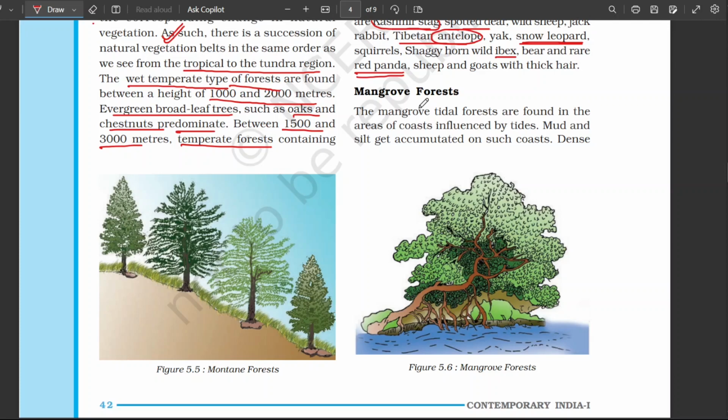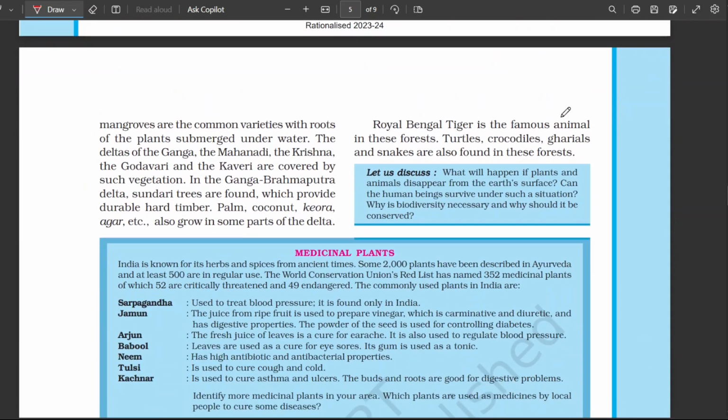Now we will move to mangrove forests. The mangrove tidal forests are found in the areas of coasts influenced by tides. Mud and silt get accumulated on such coasts. Dense mangroves are the common varieties with roots of the plants submerged under water. तो जहाँ पे भी टाइड्स आ रहे हैं, कोस्टल रीजन है, तो एक तो वहाँ की खासियत क्या है कि मरीन वाटर, सॉल्ट वाटर आ रहा है.